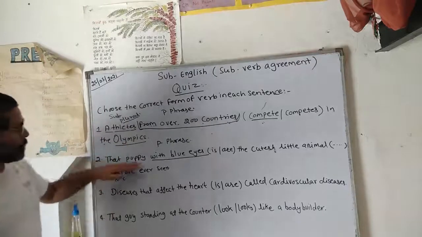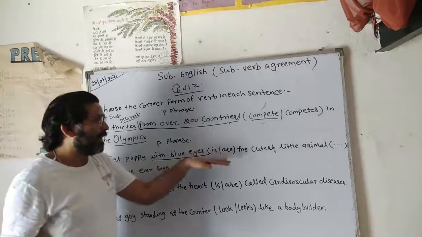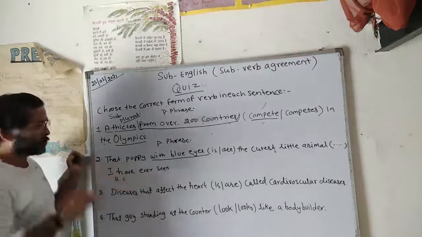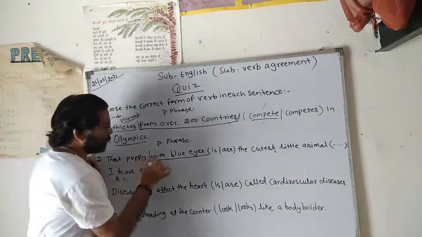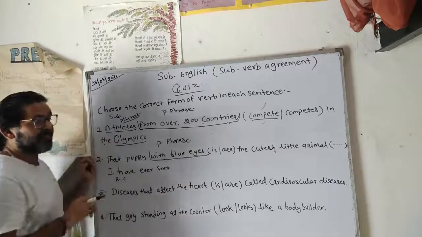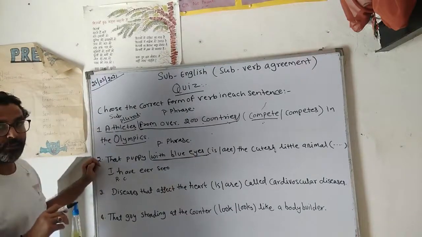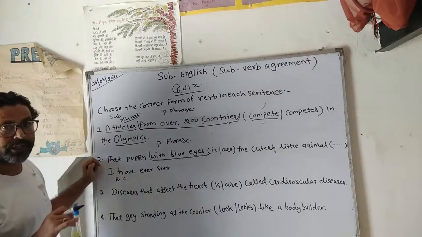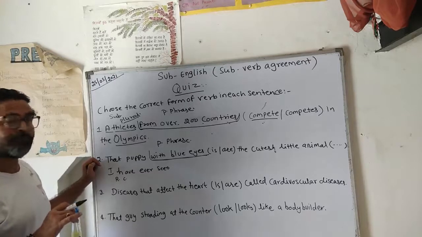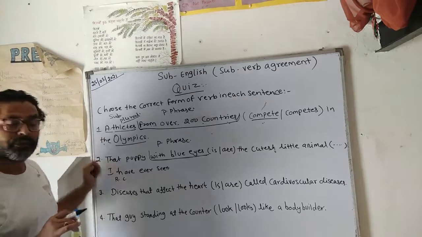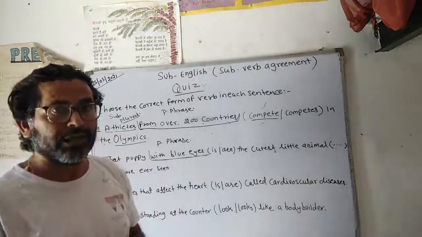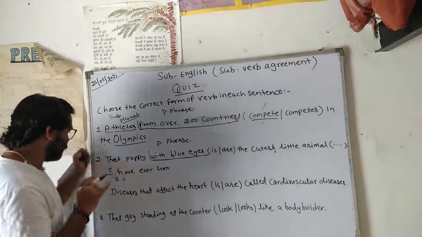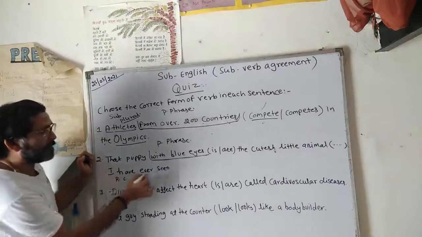Next sentence: that puppy with blue eyes is the cutest little animal I have ever seen. So the prepositional phrase is with blue eyes, and this sentence has a relative clause as well. But we don't see any that, who, where, which, when. If the sentence begins with that, who, where, which, when, these are all relative clauses. But we don't see one. So see the sentence over here: I have ever seen.